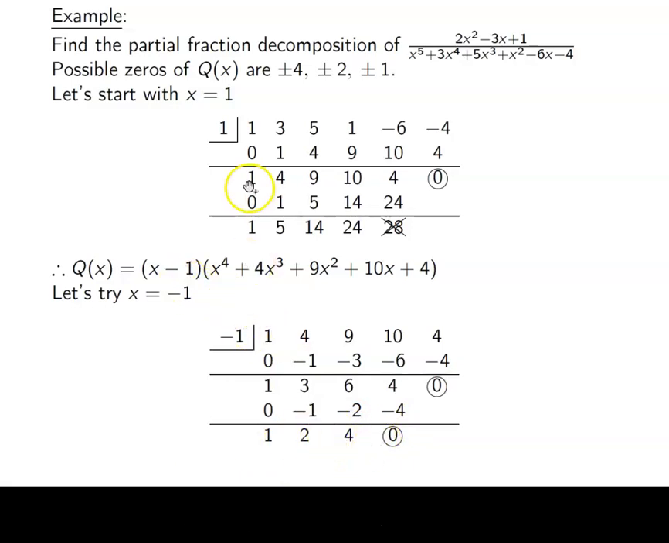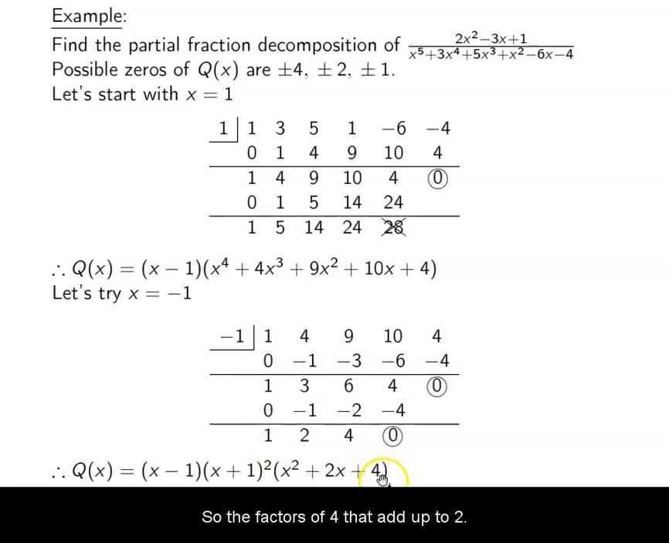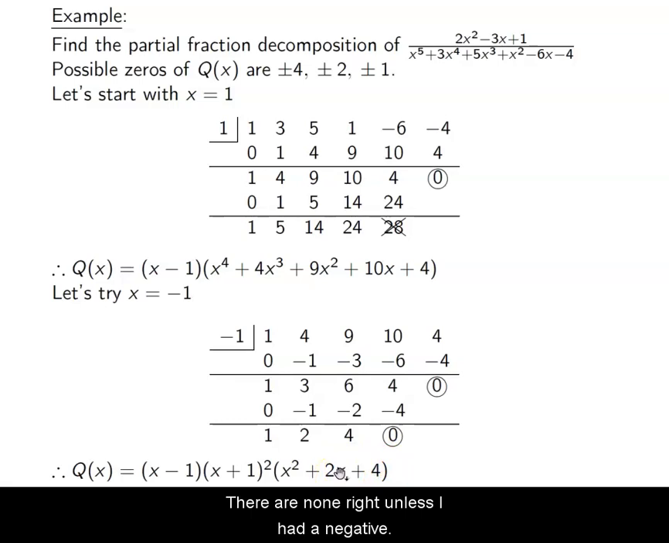So I found 1, 2, worked again. My answer is a quadratic. I can just use regular methods once I get down to quadratic, okay? Notice that this is prime, right? So the factors of 4 that add up to 2, there are none, right? Unless I had a negative there, which I don't.